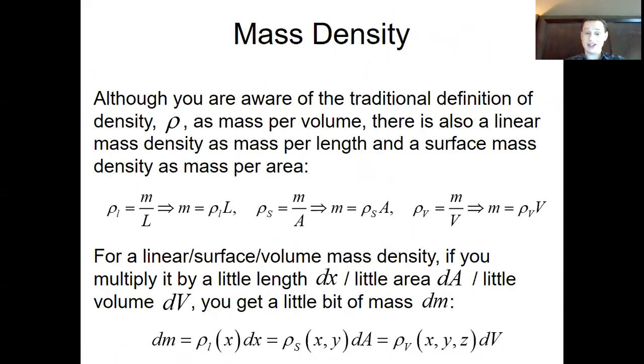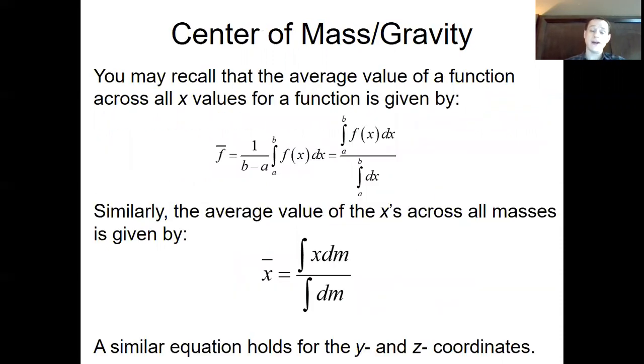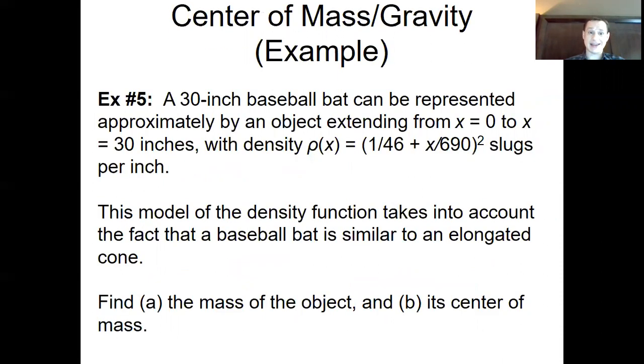Okay, down here at the bottom of this slide, dm is density times a little length, or density times a little volume, or density times a little area, depending on how the density is structured. You take those equations, plug them into this one down at the bottom, and after that it's pretty trivial: you just integrate to figure out what the center of gravity or center of mass happens to be. Okay, so here's an example of it.